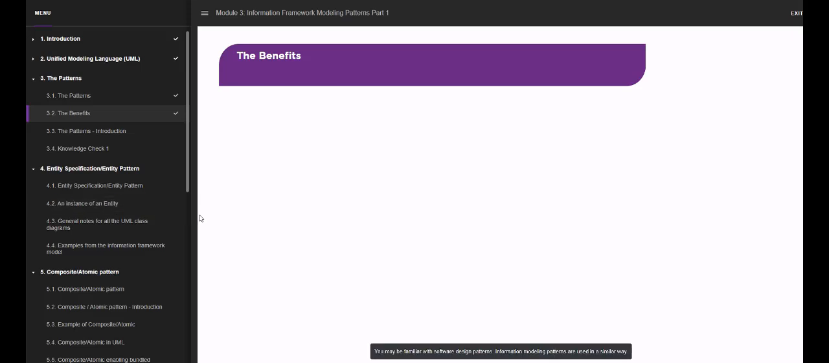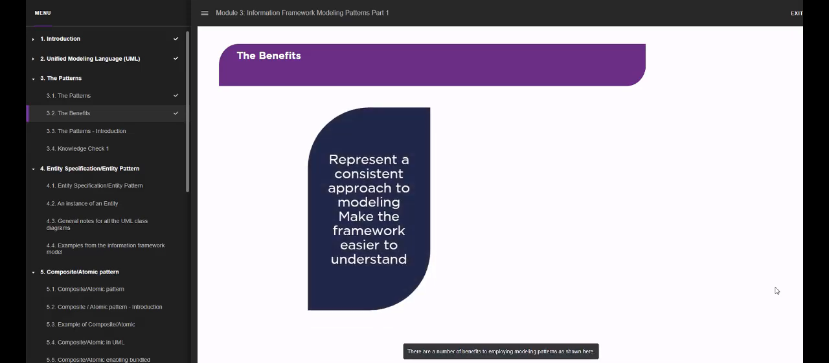You may be familiar with software design patterns. Information modelling patterns are used in a similar way. An information modelling pattern is an information structure that can be applied repeatedly to model commonly occurring information requirements. There are a number of benefits to employing modelling patterns as shown here. There are quite a few patterns contained in a number of books and papers that could be used to model information, probably at least 50.